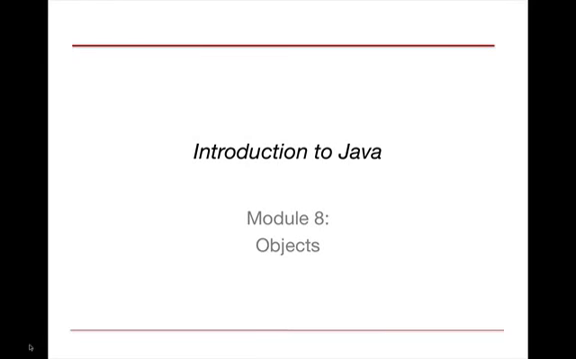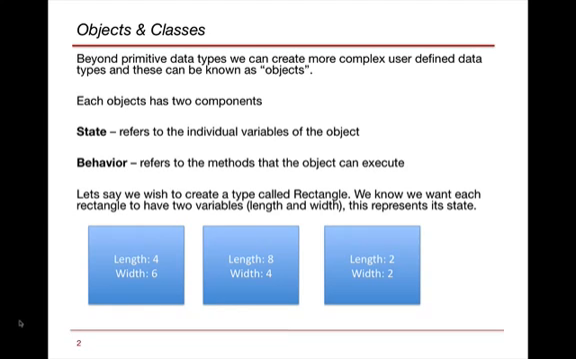So now we're going to get to the core of object-oriented programming, and that's really understanding objects and classes. Right now they may seem similar, and they're related, but they're really not the same. Beyond the primitive types, we can create a complex type or a user-defined type that we want. An instance of it would be called an object. The actual definition is what's known as a class.